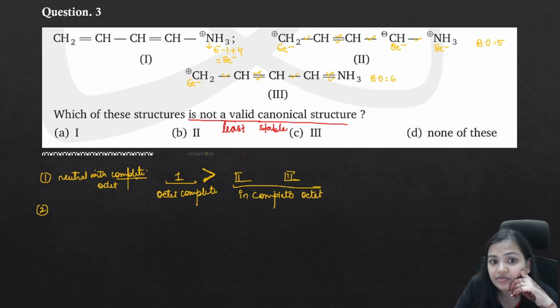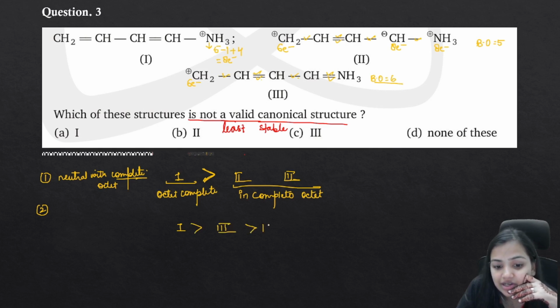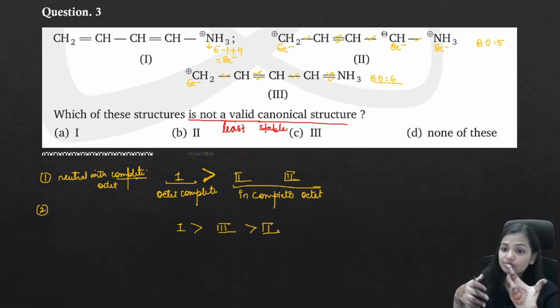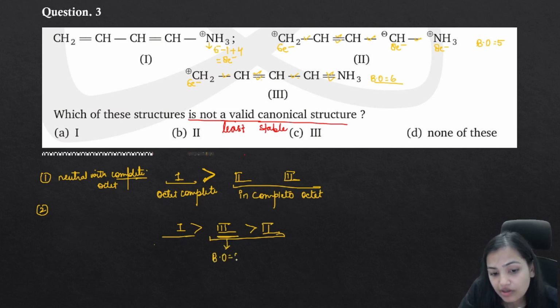So bond order is 5 and here 1, 2, 3, 4, 5, 6. Bond order is 6. So which is more stable? Out of 3 and 2, we can say that 3 is more stable than 2. The more the bonds, the more the attraction, the more the stability. So first, because of complete octet, out of second and third, third is more stable because of bond order, that is 6, rather than here the bond order, that is 5.